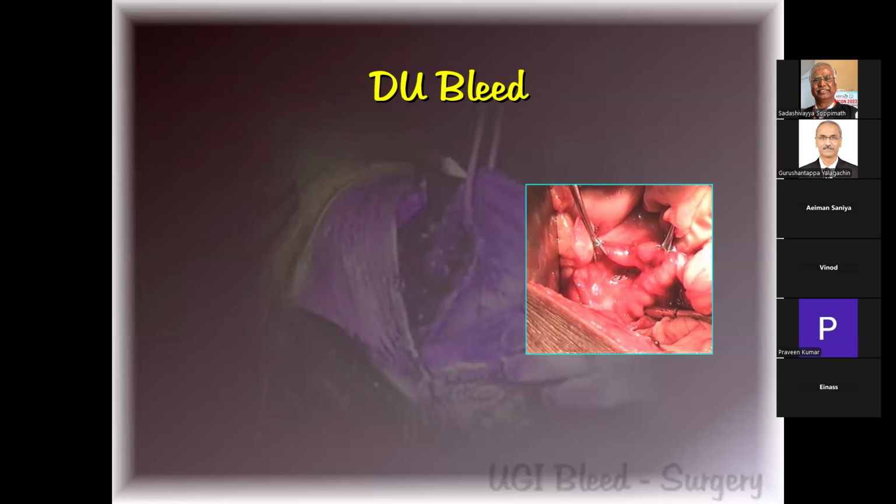Sir, most of the times DU bleed will be posterior aspect. Okay. So we can't actually do a rent closure, sir. Why not? Every rent can be closed by a surgeon. You can do it, of course. You can create a rent and then close it also. That's what we do all the time.